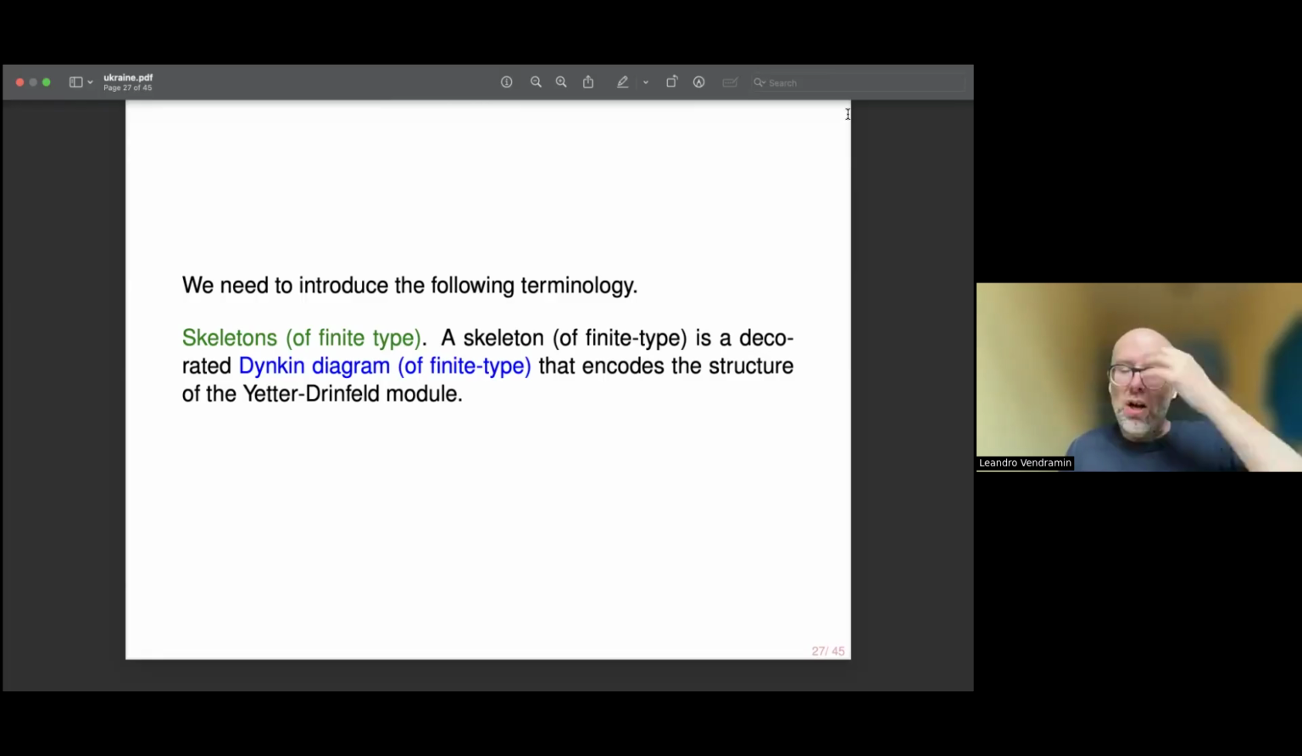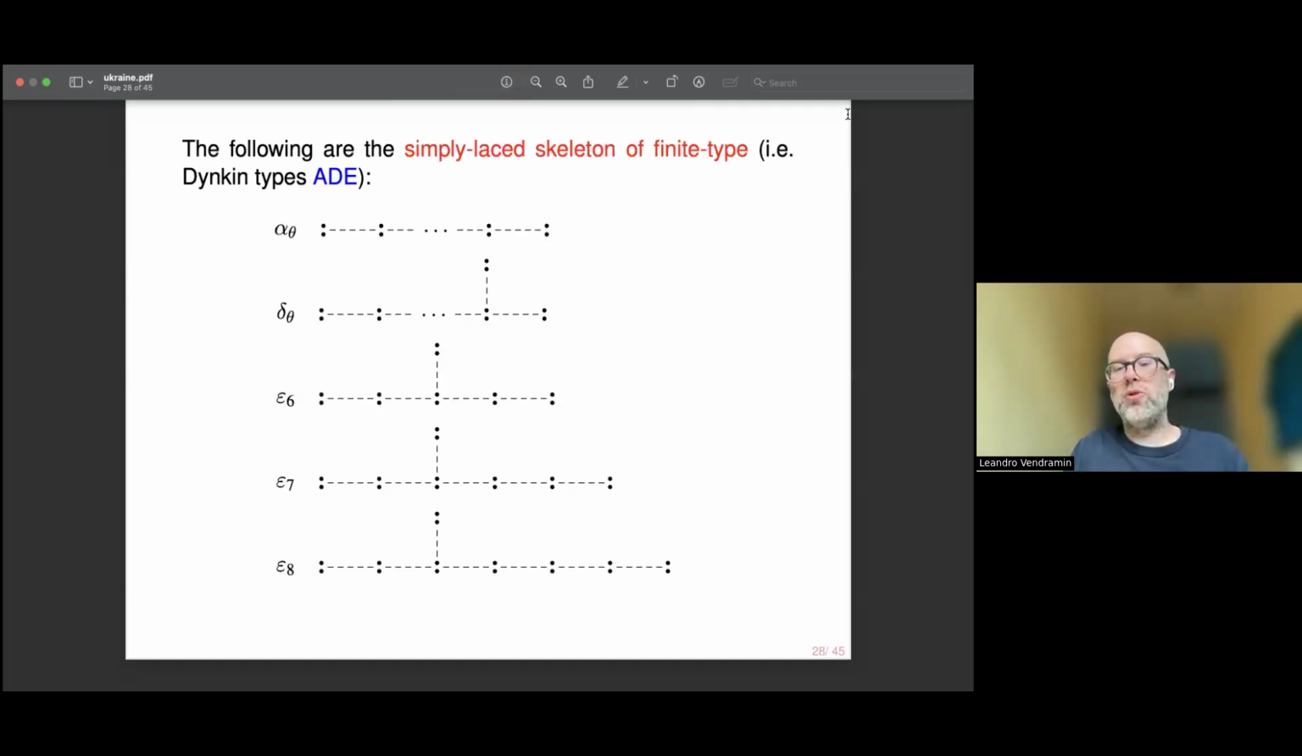Since we are going to consider Dynkin diagrams with some decoration, with some labelings, we call them skeletons, but they are essentially Dynkin diagrams with some decorations. For example, this is what you see in type ADE. This is essentially the classical Dynkin diagram of type ADE, but with some variation, right? Because in the vertex you don't have only one point, you have two points. Why do we have two points?